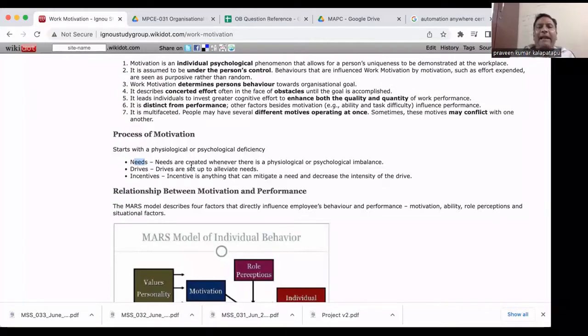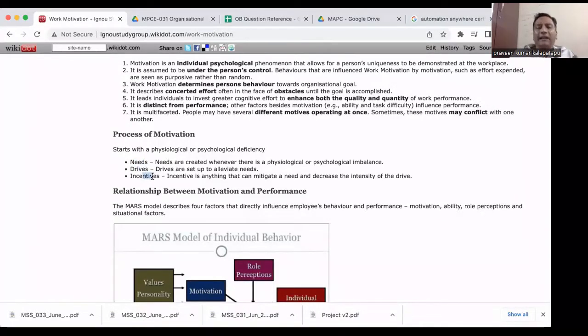And then there is a drive towards it. Basically I'm being driven by these needs, so that I can fulfill these particular needs. There is a setup which is driving towards that particular need. So drive is one more aspect which is coming into the picture.